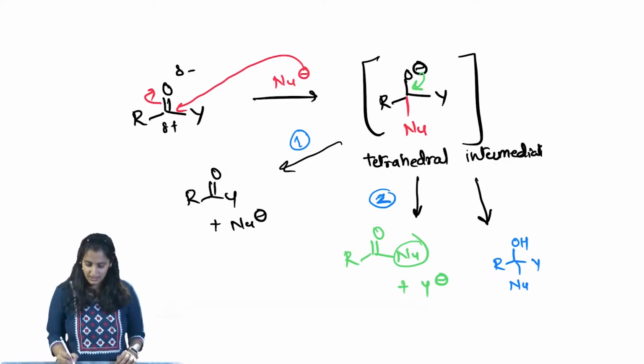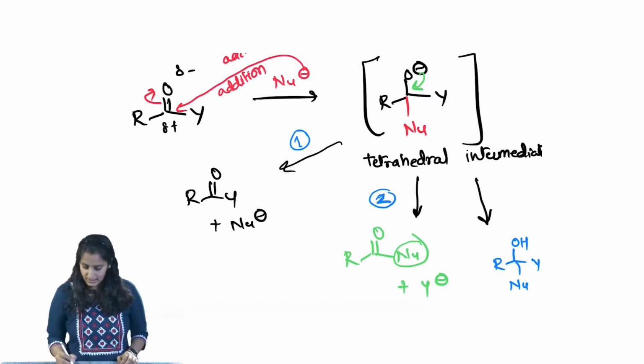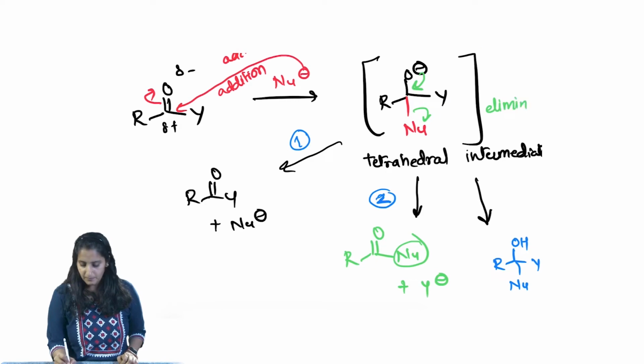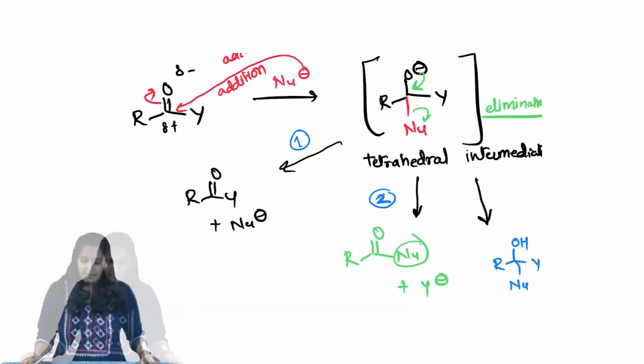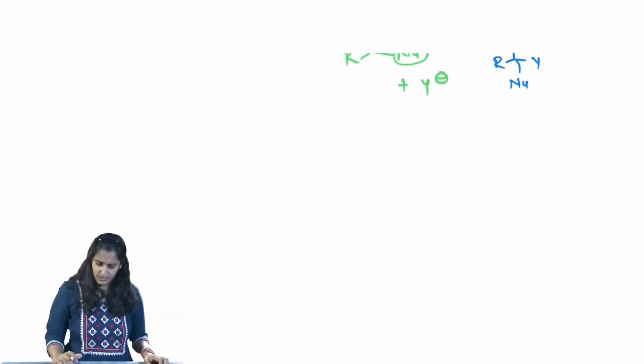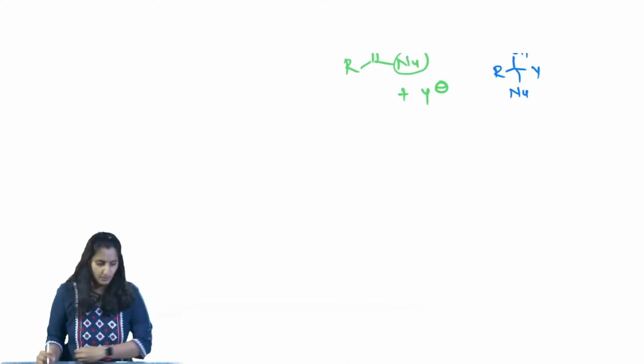The first step is the addition step. So, this is the addition step, let me just write it here, addition, and this second step depicted in green, okay, is the elimination step. So, very often we are going to term it as an addition-elimination reaction. Okay. Let us look at one of the examples of this reaction just for a proper example.